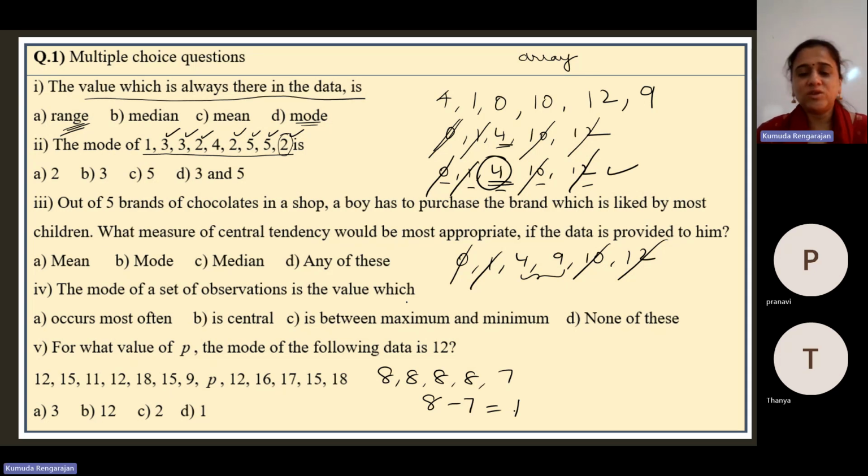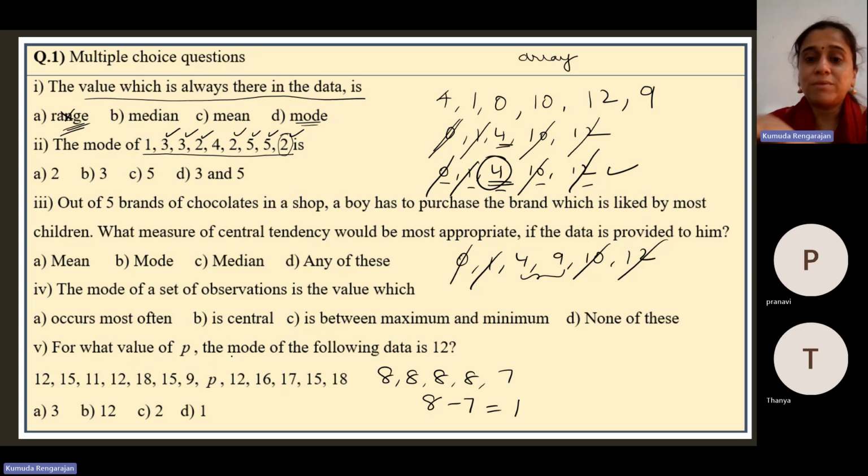Sometimes the answer you get for range may be in the data, but when you say it is there, it should always be there. When you say true, it should always be true. If it's false even for one case, then it is false only. So the value which is always in the data is range? No, not range. Median? If there are odd values, then the middlemost value is the median.